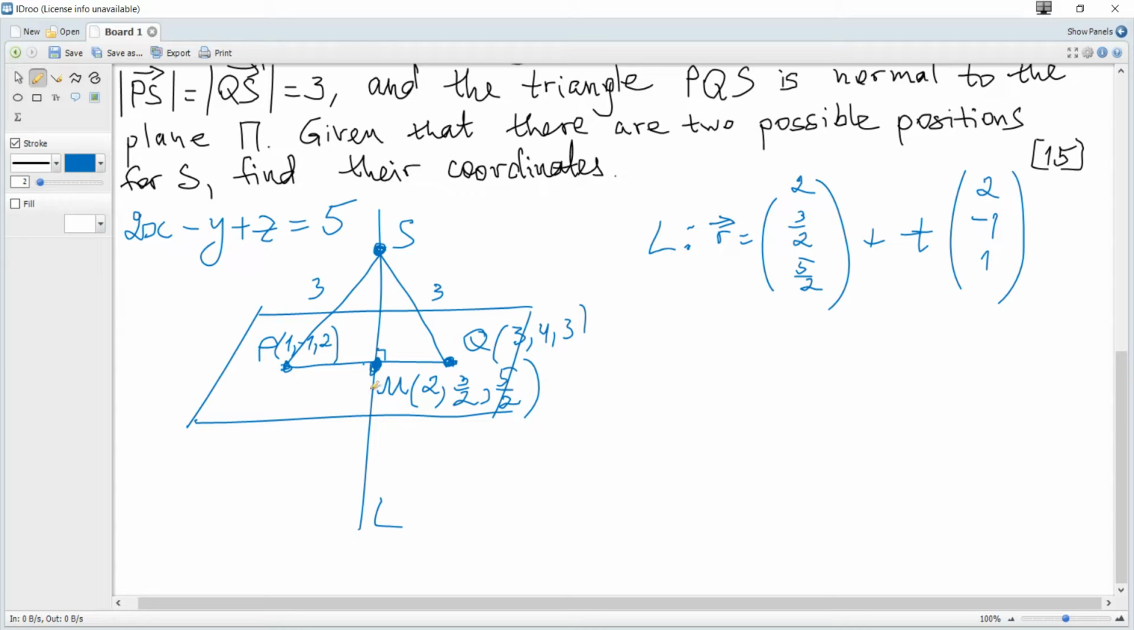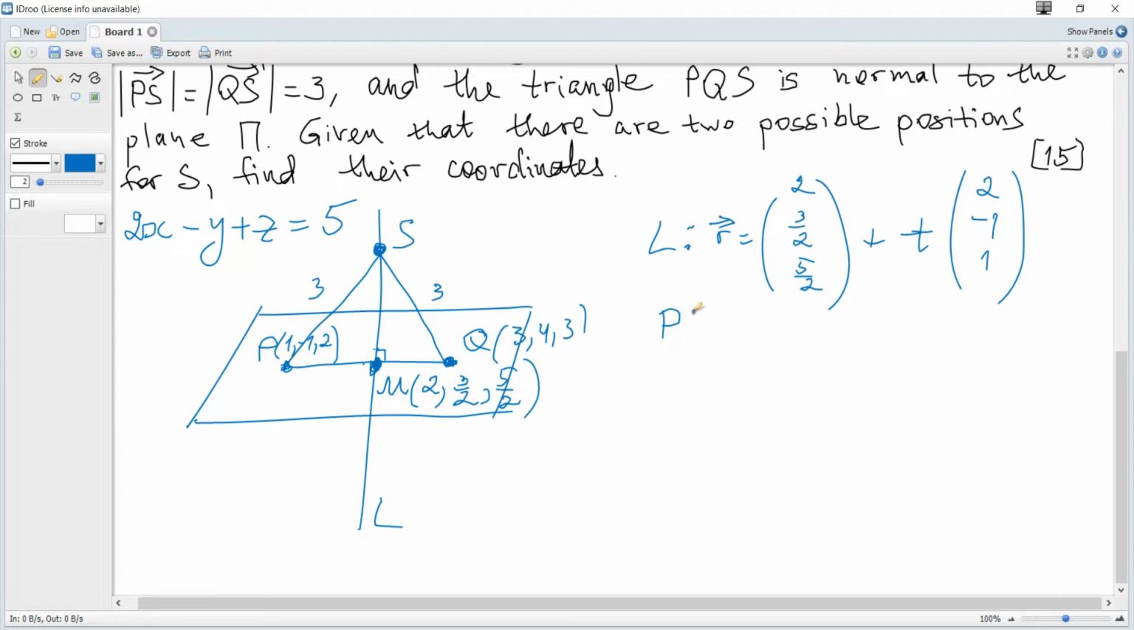But also we can consider PMS, this triangle, and since the distance PS is 3, and we can see that we can calculate the distance PM, and we can set the distance SM and connect them using the Pythagoras theorem. And let's try to do that.